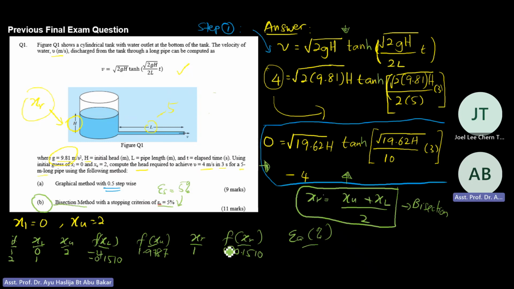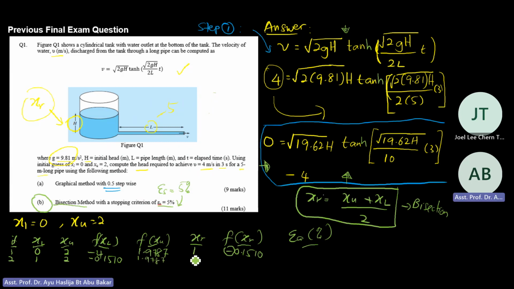The first iteration, FXR is negative. So for the next iteration, this negative value will replace the previous negative. That means it falls under FXL. Put in FXL. So FXL, XL, right? So the XR is XL. Now the rest remain. XU still remains at 2. FXU remains.